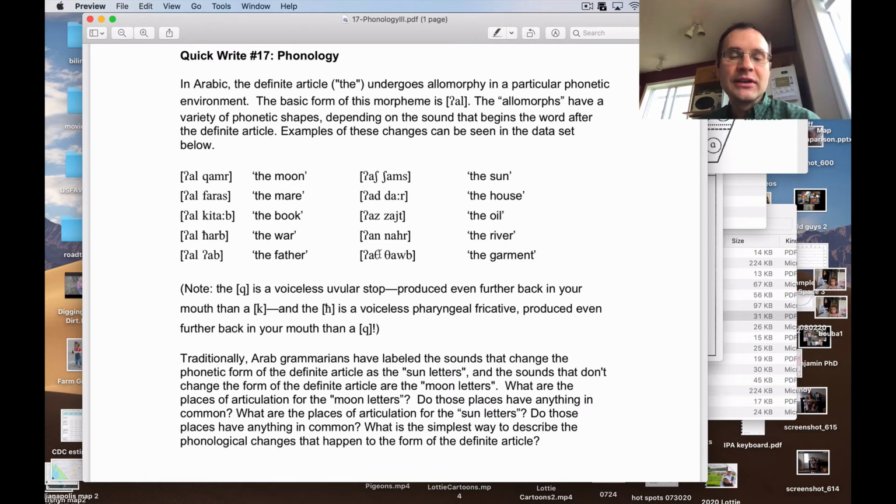in the definite article changes its phonetic form to be a different sound depending on what the noun that it precedes begins with. So if the word begins with an esh, as in sun, which is shams in Arabic, then al isn't pronounced as al, it's pronounced as ash. Or if it's the house, which is dar, then it becomes ad-dar, so on and so forth. L changes to a Z in front of a Z, so on and so forth, all the way through this.